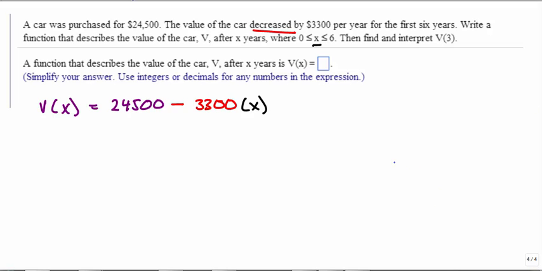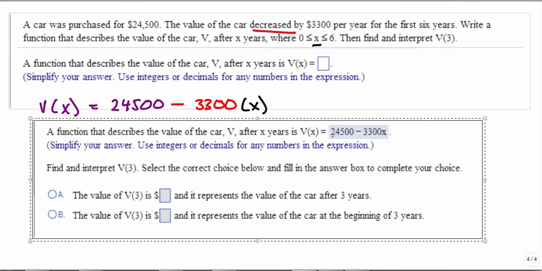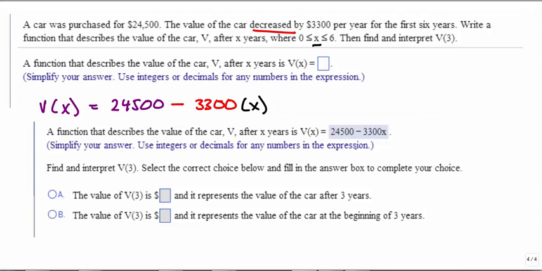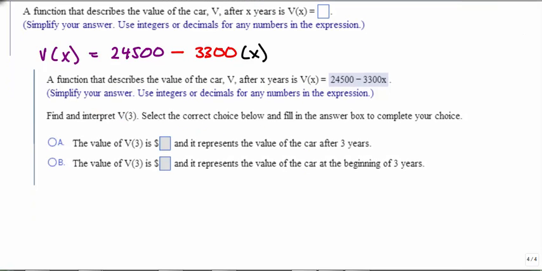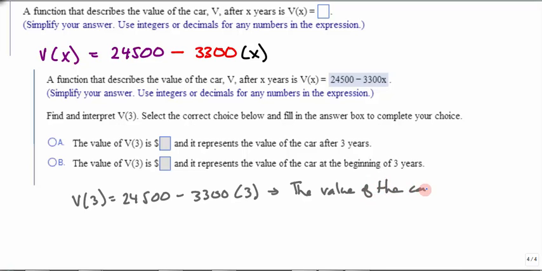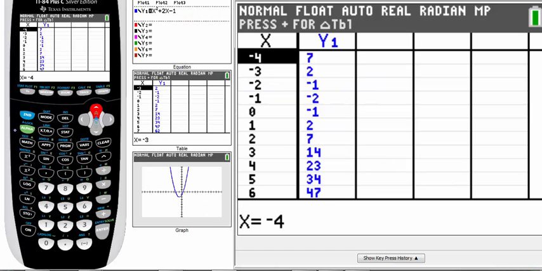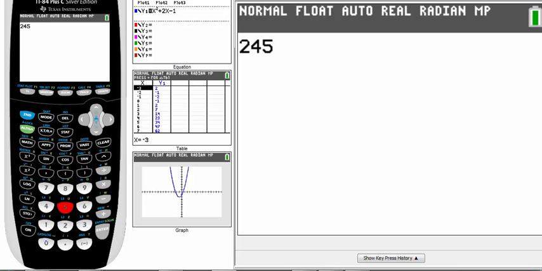Okay, so let's go ahead and plug in part 2 to this question. So we just put in the 24,500 minus 3,300x from here. It says find and interpret v of 3. Okay, so v of 3. V of 3 means what is the value of the car after 3 years? So this expression is the value of the car in 3 years. So to figure this one out, we take 24,500 minus 3,300 times 3.